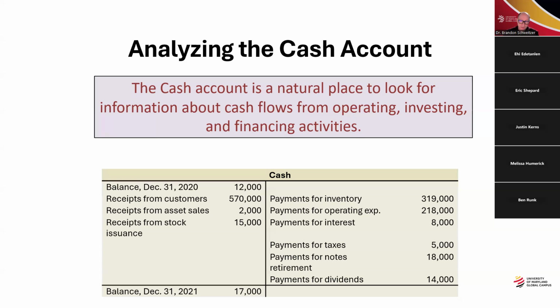And then on the right side, we have our credits to cash, which represents payments for inventory. That's an operating activity. Payments for operating expenses, of course, that's operating activities. And the payment of interest, which is also an operating activity. Then we have things like payments for taxes, payments for notes retirement, payments for dividends, financing, and then, of course, investing and then financing activities. So we can see how these things are commonly categorized.